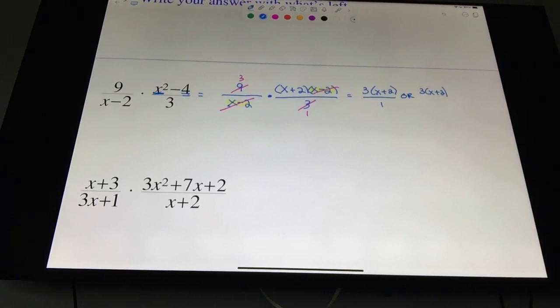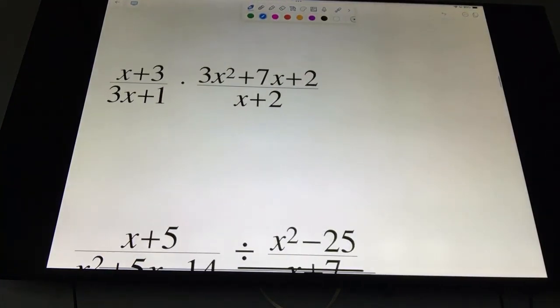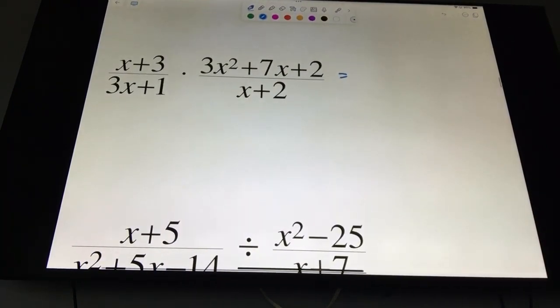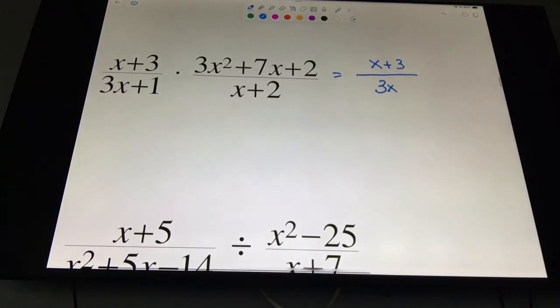All right, example 2. X plus 3, first numerator. Is x plus 3, does it have a common factor? It does not. Is it a difference of squares? It is not. So it's going to stay x plus 3. On the bottom of that first fraction, 3x plus 1. Does 3x plus 1 have a common factor? No. Is it a difference of squares? No. It's going to stay 3x plus 1.